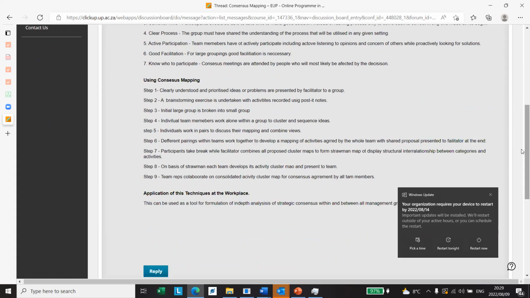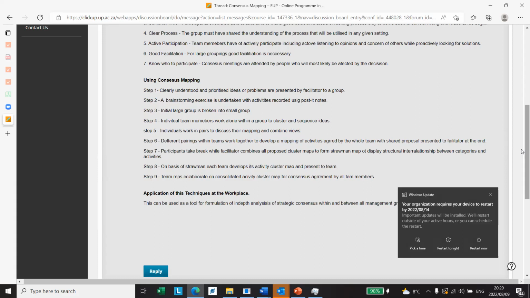So how it is done, step one: clearly understand and prioritize ideas and problems, and brainstorm. You get a group of people engaged in the brainstorming exercise, and they record their ideas on a piece of paper. Then the initial group, as a bigger group, is broken down into smaller groups. So you have a bigger group, they brainstorm, and it gets broken into smaller groups.